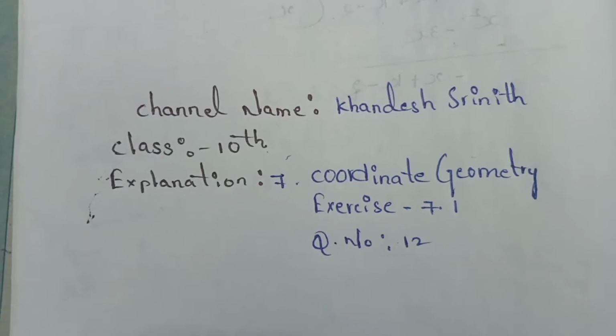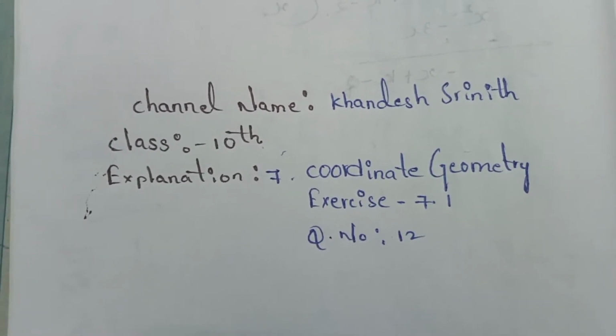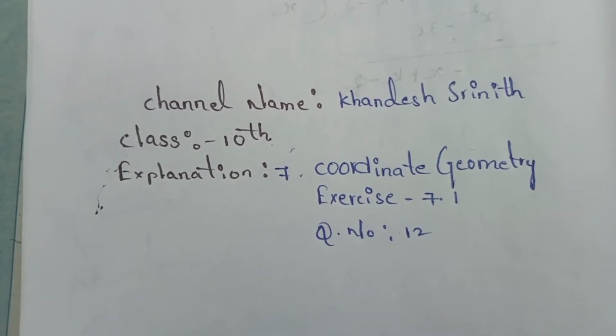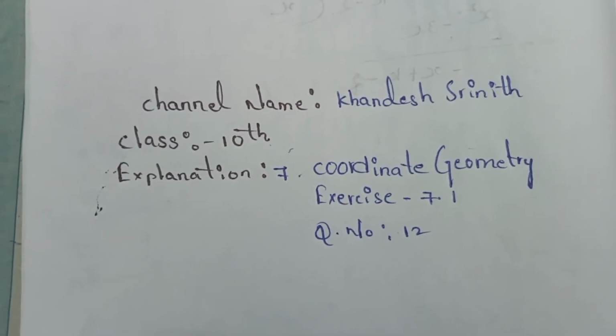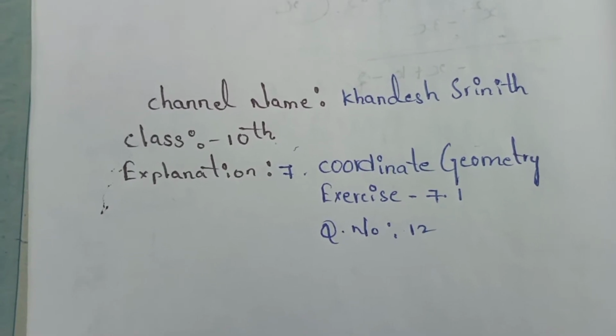In this session I am going to explain the 7th chapter, coordinate geometry, exercise 7.1, question number 12. Before starting our class, let us learn one and only one formula to solve the exercise problems. It is very necessary for us in this chapter.